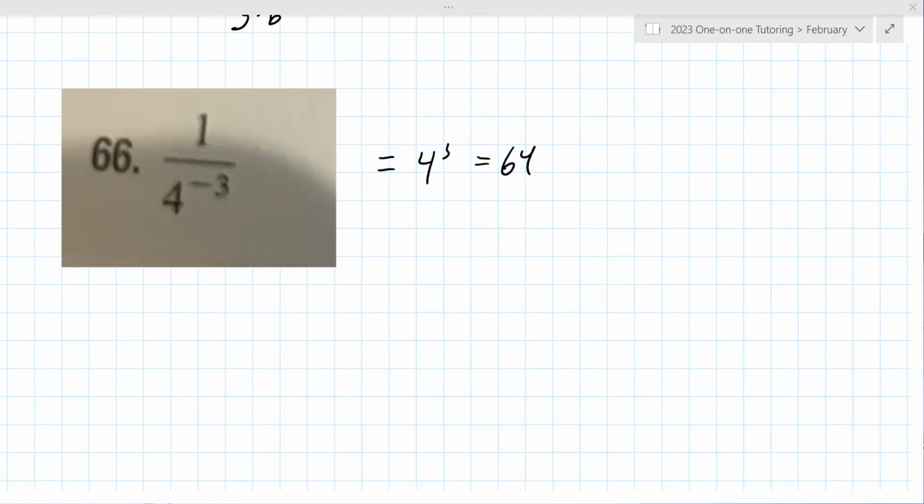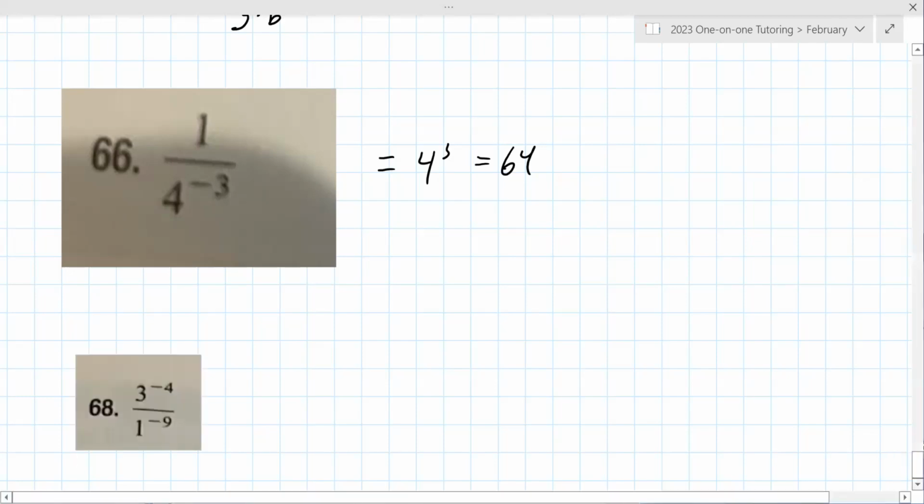Okay, let's keep going here. 68 is kind of the question we ended up talking about last time. We had a little bit of discussion today.